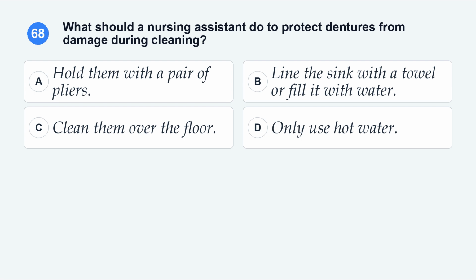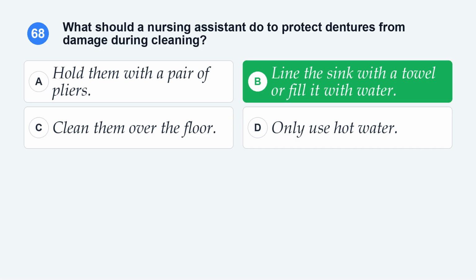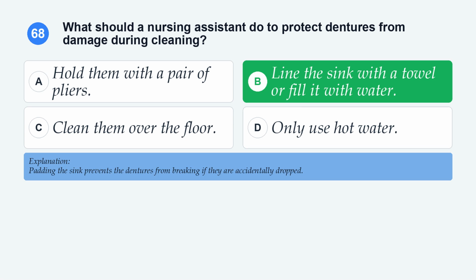Option A, hold them with a pair of pliers. Option B, line the sink with a towel or fill it with water. Option C, clean them over the floor. Option D, only use hot water. The correct answer is option B, line the sink with a towel or fill it with water. Explanation. Padding the sink prevents the dentures from breaking if they are accidentally dropped.